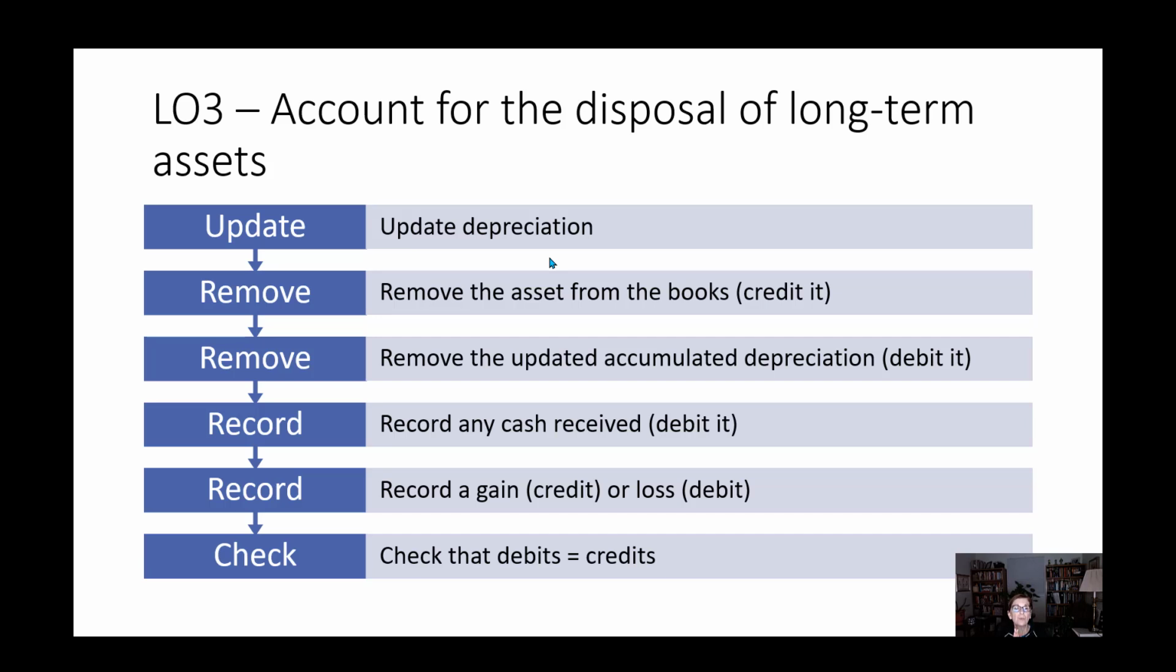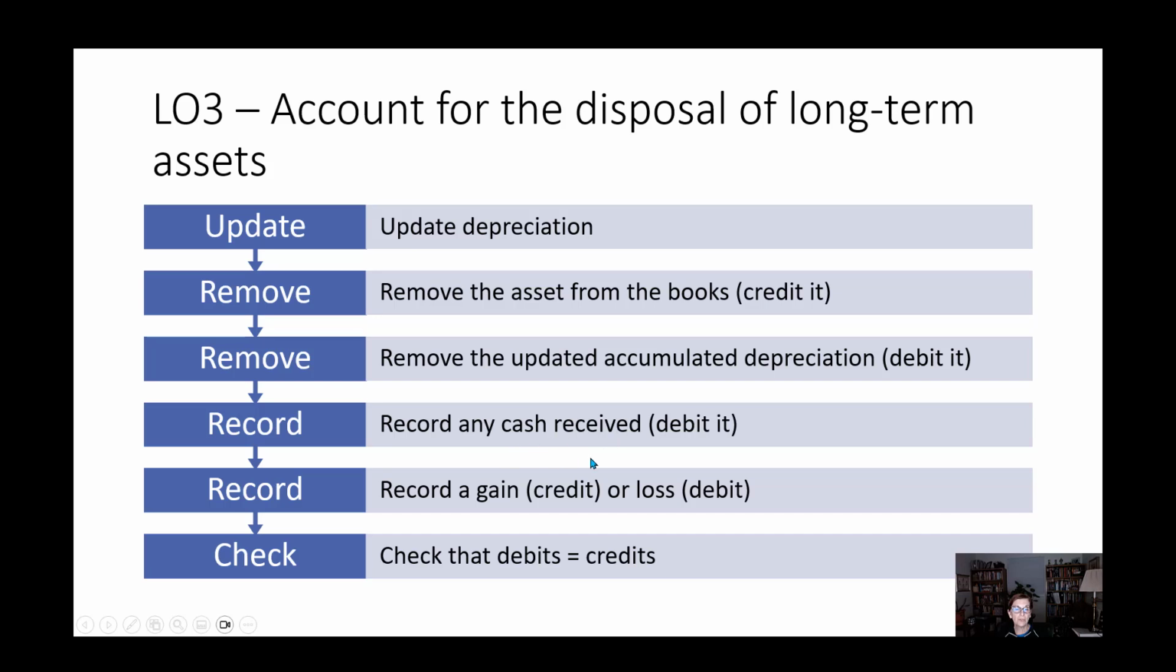Then you're going to remove the asset from the books at cost. So however much the asset originally cost you, you're going to credit that amount. So credit, say, equipment. Then you're going to remove the updated amount of depreciation. So however much depreciation you had on December 31st, plus what you just added up to the March 31st date, you take that out of the accumulated depreciation account by debiting it.